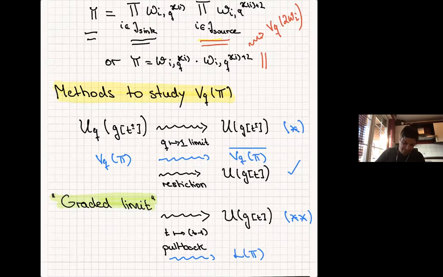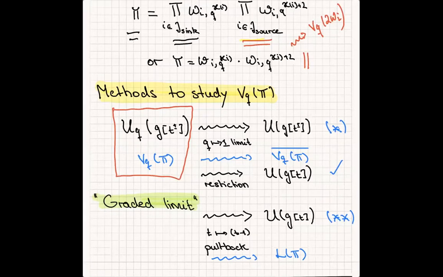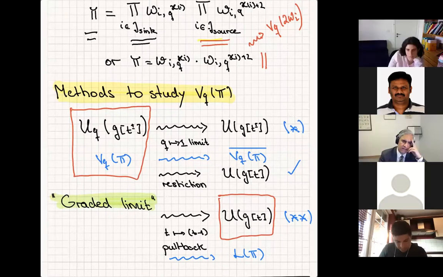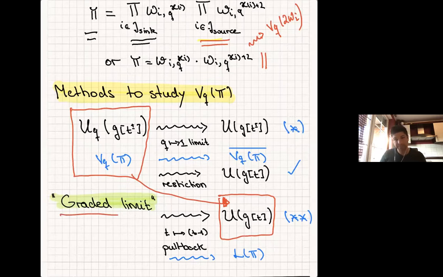So the idea is to start with a representation for the quantum loop algebra and to end up with a representation for the current algebra. And there is a way, which you probably all already know, to go from quantum loop to current. And this way is known as the graded limit. Okay, so first, you take the classical limit, so q goes to 1, and this gives you a representation for the loop algebra.